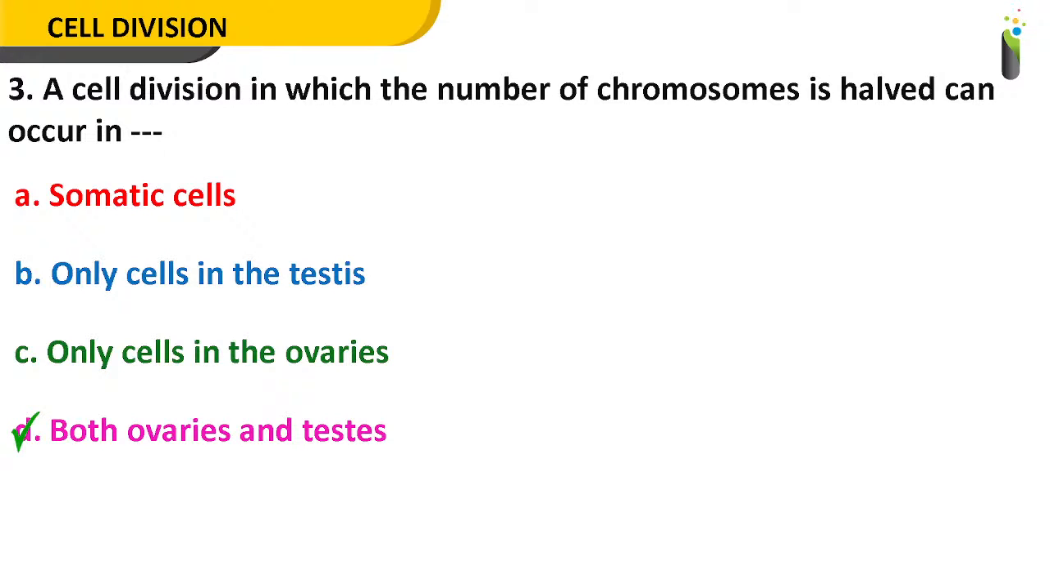The cell division in which the number of chromosomes is halved and reduced to half is in both ovaries and testes. As you know, these are the germ cells and they undergo meiosis. And in meiosis, one cell produces four daughter cells, all of which have half the number of chromosomes as that of the parental cell. And hence, meiosis is called a reductional division. So keep this in mind as well.